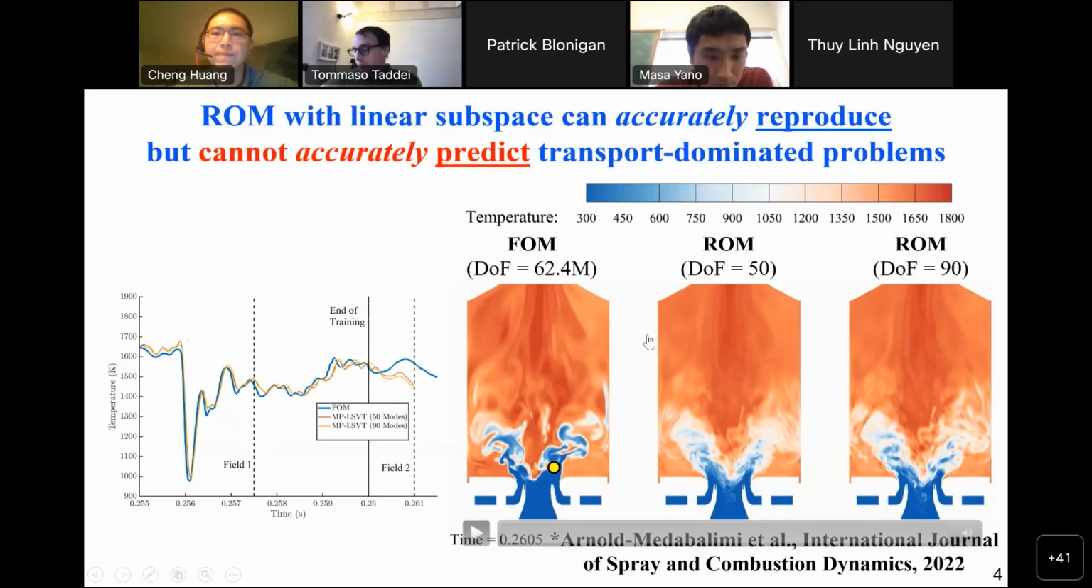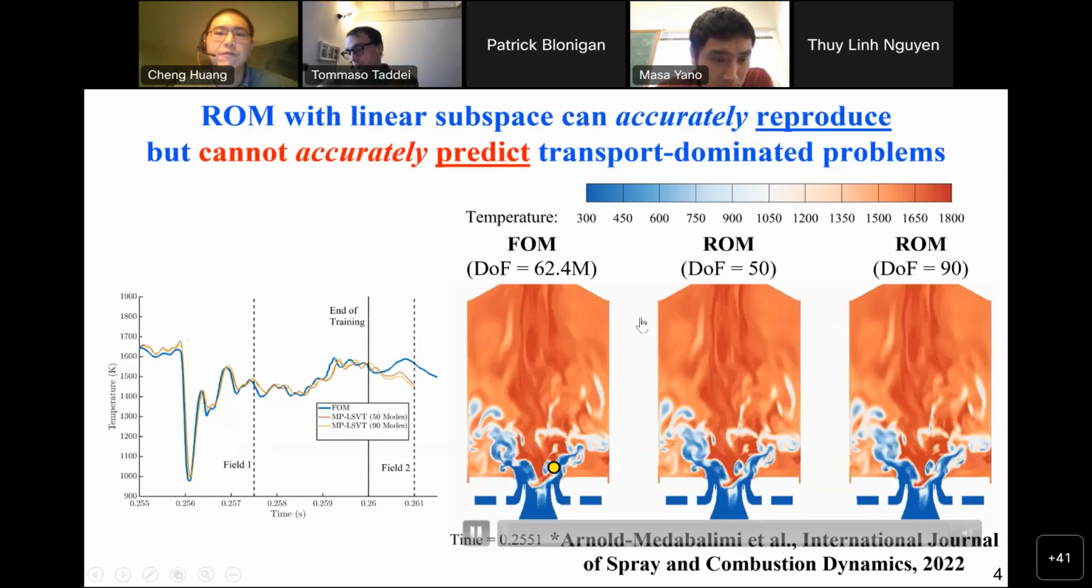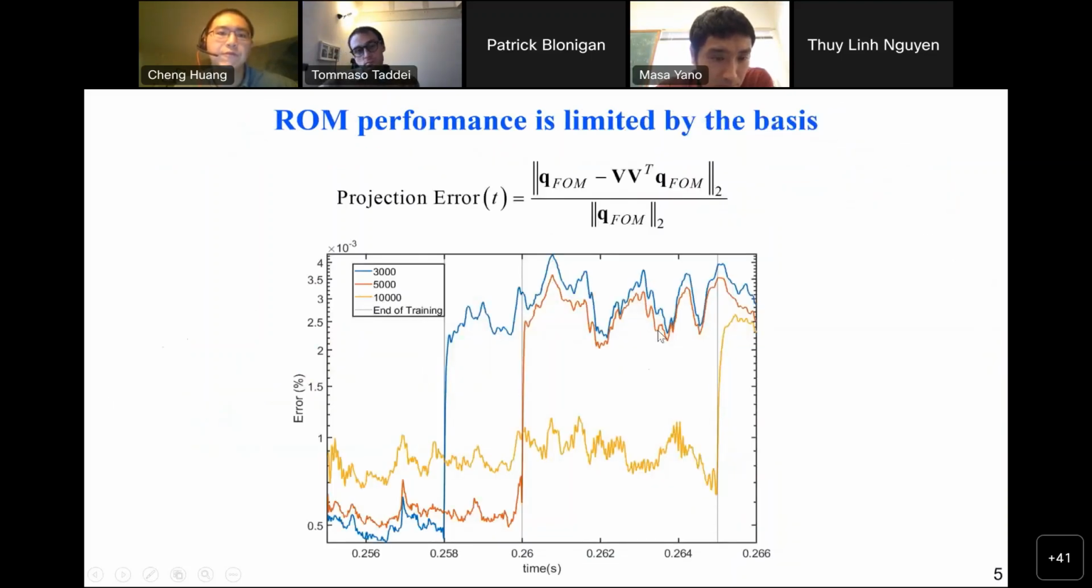So that's the first thing. And if we think about the reason, I think it's pretty straightforward. The basis we are using, the POD, is a linear subspace. It's not able to represent into the future. So no matter how fancy your reduced order model is going to be, if the basis is bad, then you are not able to predict. That is one of the reasons. Of course, there is a way to fix it, which is including more training data. But again, including more training data means there will be much more offline cost.